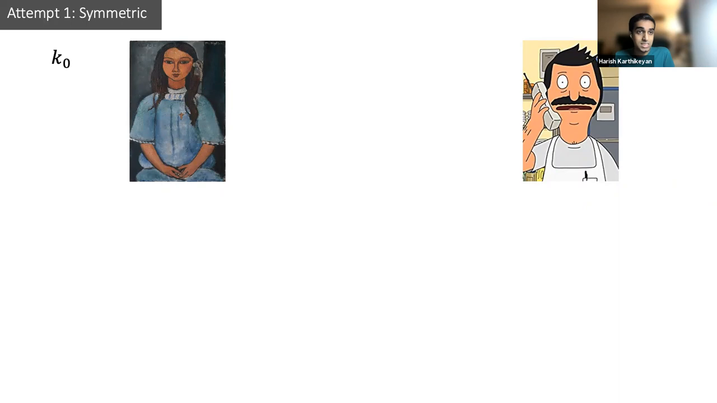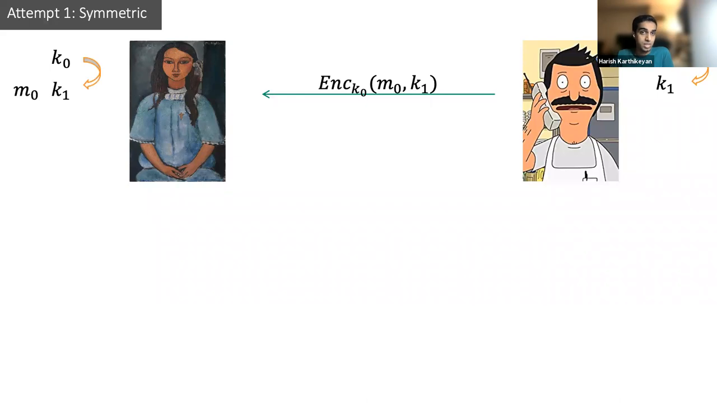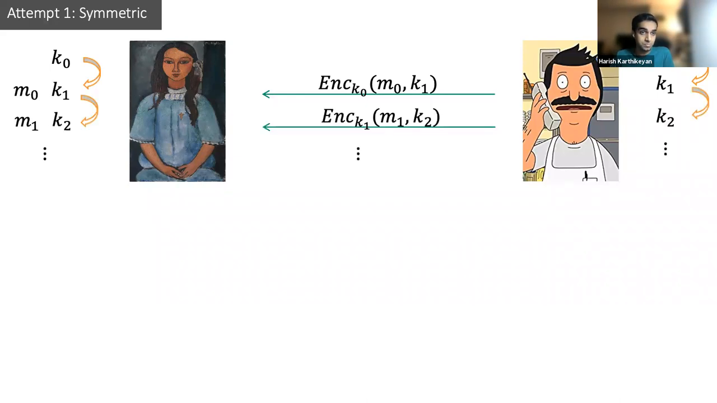So Alice has a key K0, and Bob also has a key K0. Now, one simple thing that Bob can do is, when encrypting a message M0 of his choice, he will also encrypt the new key K1. So Alice, with knowledge of K0, will be in a position to decrypt and recover both M0 and K1. And this can happen repeatedly. This is a very simple setting and very simple scheme indeed.